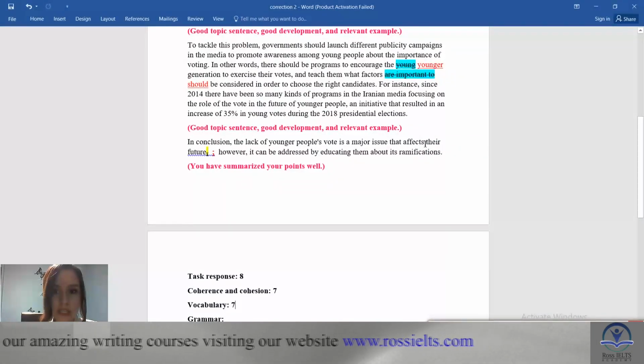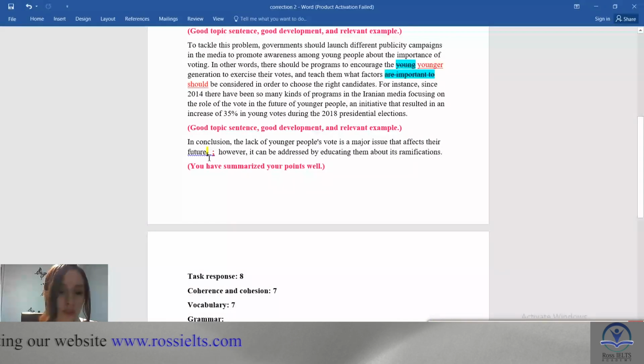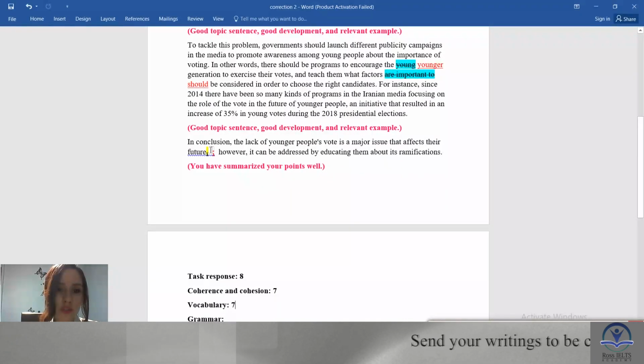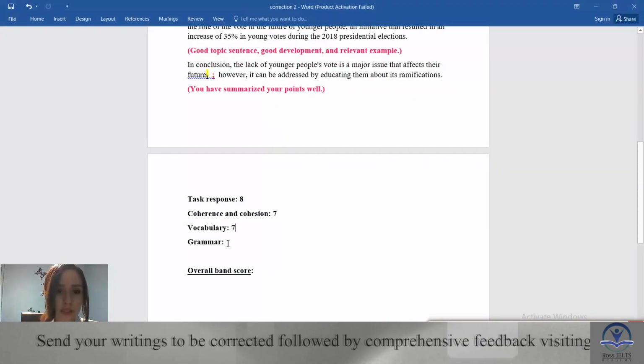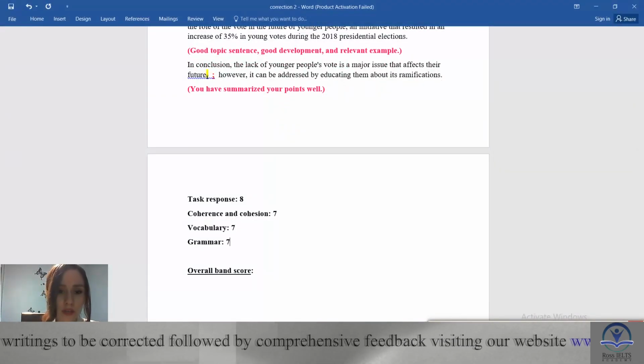Here it says "affects their future. However, it can be addressed by educating them." "However" is put between 2 commas, which is not correct when you have "however" in the middle of your sentence, like you have 2 sentences. The first punctuation should be a semicolon, and after that you should put a comma here. So it was about the grammar, and I would say the grammar would be another 7.